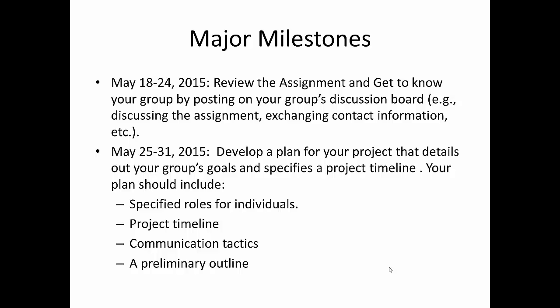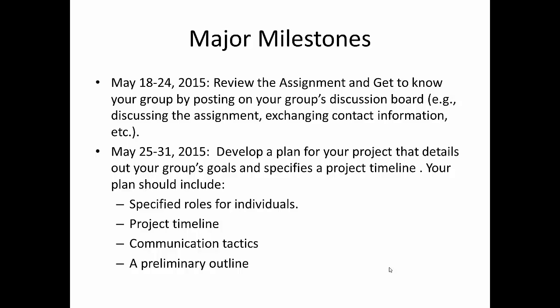Your plan should talk about communication tactics. How are you going to communicate with one another? Have you exchanged phone numbers? That's often a good idea because that's a quick way to talk to each other in real time. You can text each other. If you have alternative emails besides the Governors State one, you should share those. You should talk about times that are good for you to communicate with one another.